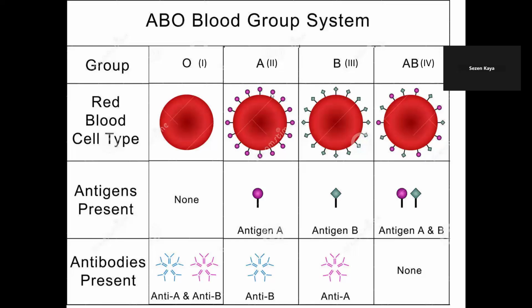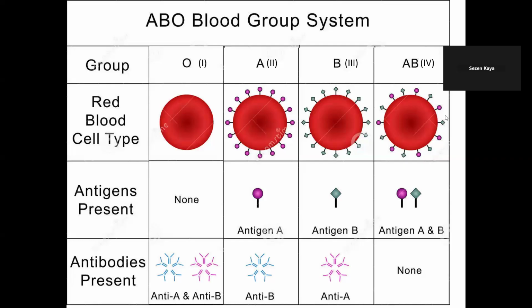What does it mean? According to this classification, in our blood we have two types of antigen, A and B. For first group people, on the surface of their erythrocytes they have neither A nor B antigen. For the second group, group A, on the surface of the erythrocyte there is antigen A; for group B, antigen B; and for the fourth group, AB, both A and B.